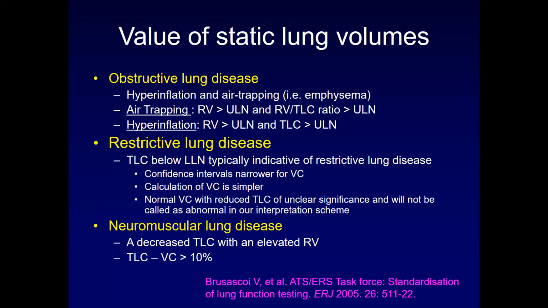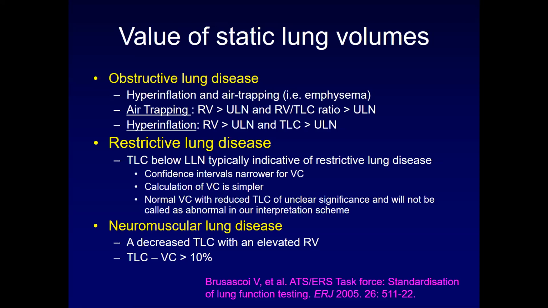So what are the values of static lung volumes? In obstructive disease, you can actually identify hyperinflation and air trapping with these measurements. Air trapping is defined as a residual volume that's greater than the upper limit of normal and a residual volume to TLC ratio that's greater than the upper limit of normal. Hyperinflation is defined as a residual volume and total lung capacity that are greater than the upper limits of normal. Remember, we identify normality based upon confidence intervals, so the upper limit of normal is the confidence interval plus the normal value for an individual test.